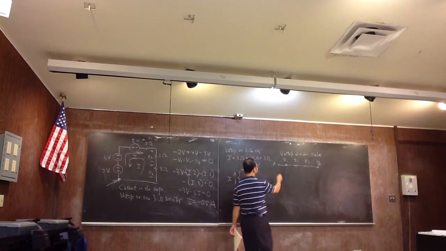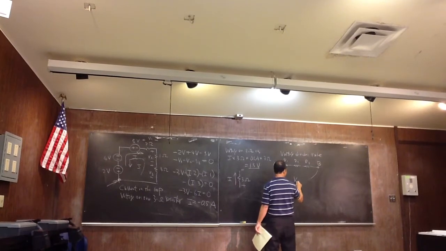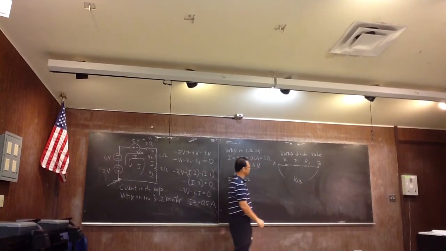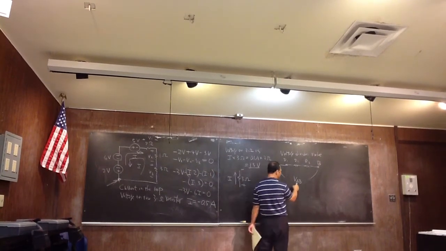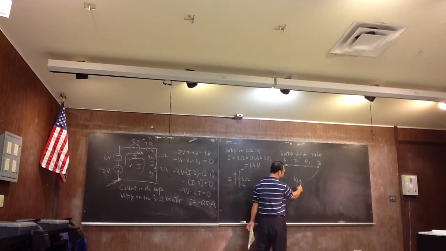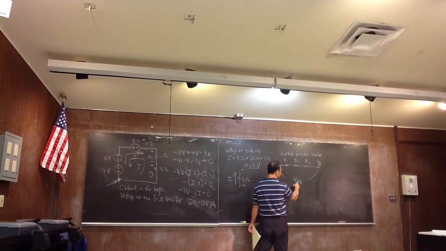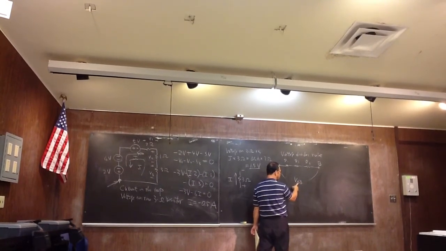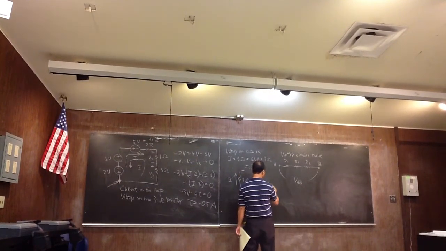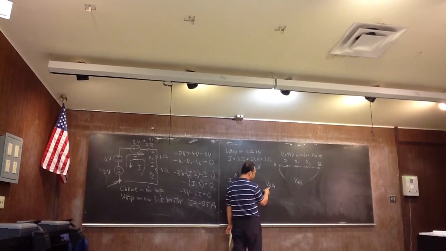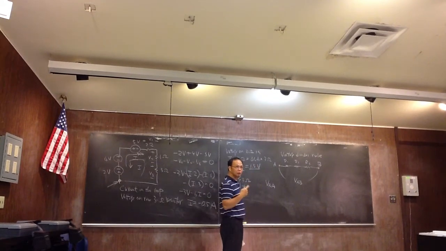And let's say the voltage between the two terminals is VAB. Now, when I write VAB, this means terminal A would have a higher potential than terminal B. If I write VBA, then that means terminal B will have a higher potential than terminal A. Got it? Okay, that's the conventional notation.